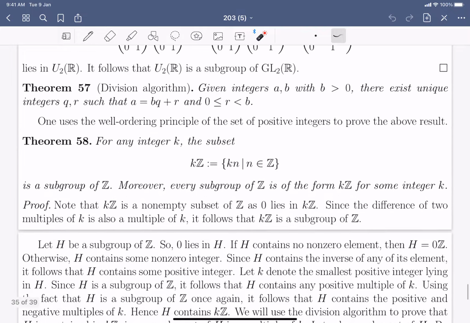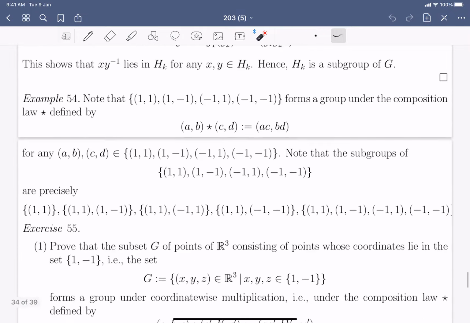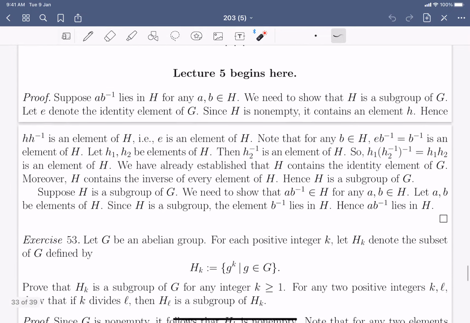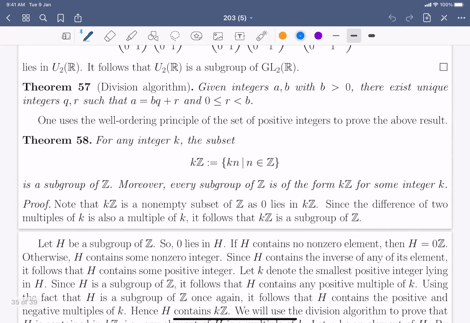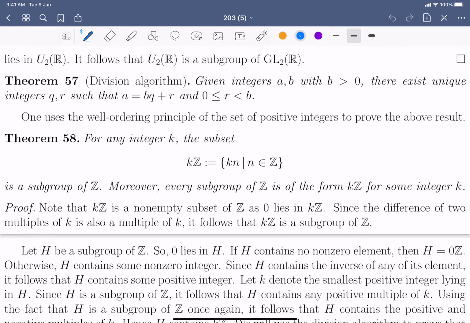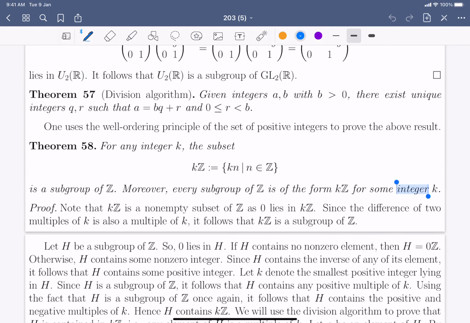I think during all that, these handwritten comments are missing here. I think I also asked you while lecturing to see what happens. Is there a relationship between kZ and minus kZ? The set of integral multiples of minus k and the set of integral multiples of the integer k, is there a relation between them?